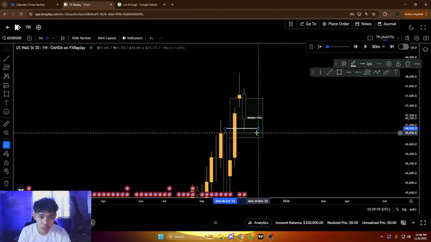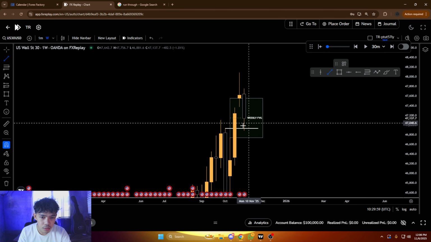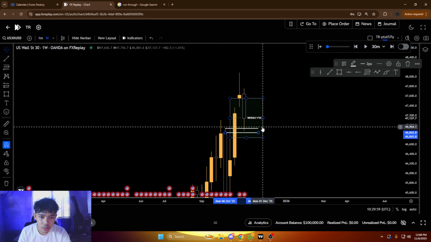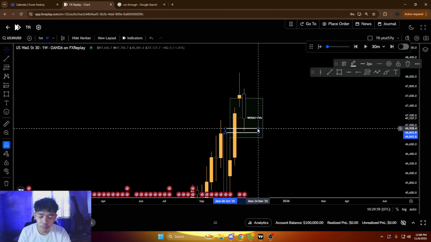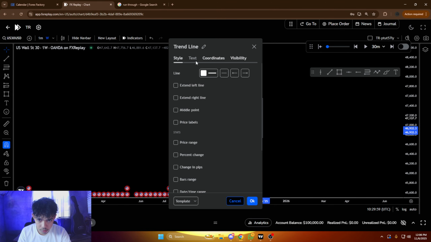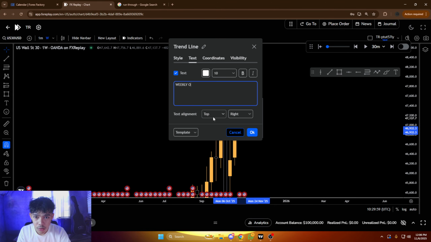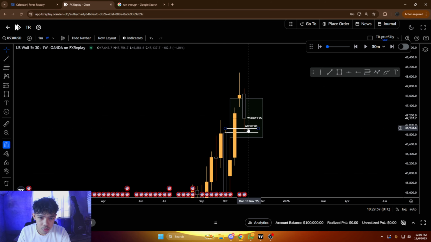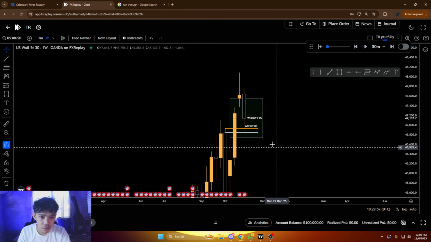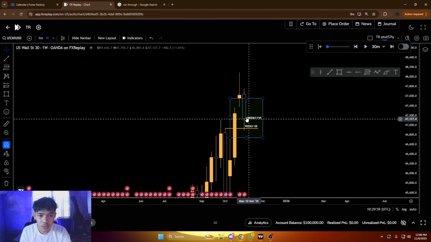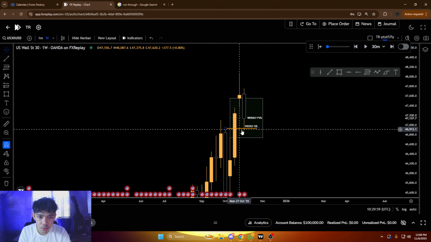And now, since nasa loob na tayo ng weekly fair value gap, and also we just priced into this bullish order block. Okay, bullish order block, ito. Weekly bullish fair value gap. Ay, bullish order block, sorry. So, let me just change the color. Alright, there you go. So as you can see, we repriced into that bullish order block.